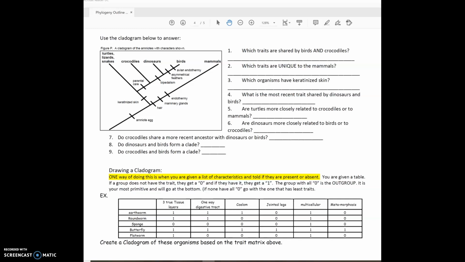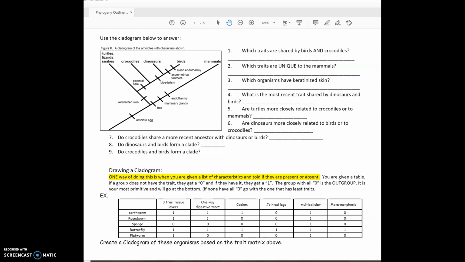All right, so in this chapter, we've been talking about cladograms and how to read them and how to make them. And so this worksheet had some practice problems, and I wanted to make sure that I gave you some explanations in case you were absent. So the first one, we see a cladogram there, and it asks which traits are shared by birds and crocodiles.